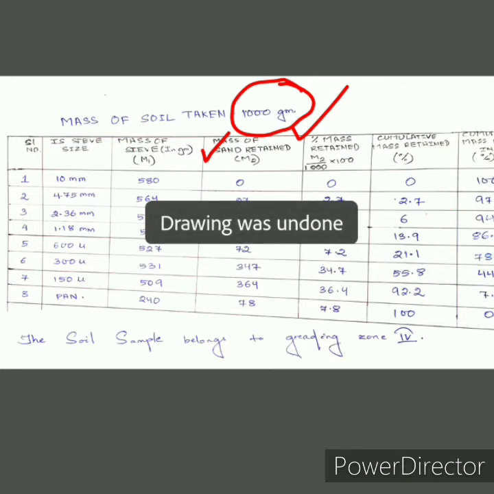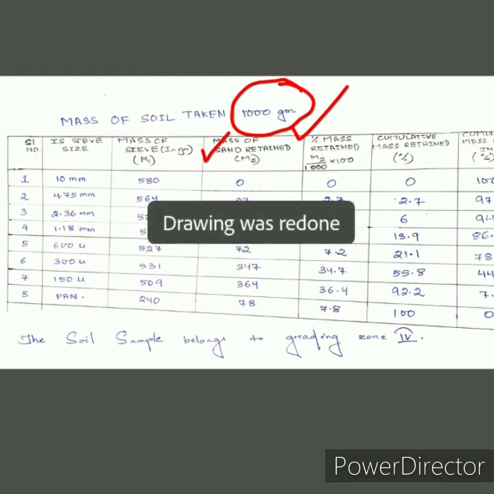Then in 2.36 mm, the soil which is retained on 4.75 mm is also retained on 2.36 mm size sieve. So if total cumulative percentage retained is 6% in 2.36 mm sieve, then cumulative percent passing is 100 minus 6, which is 94.